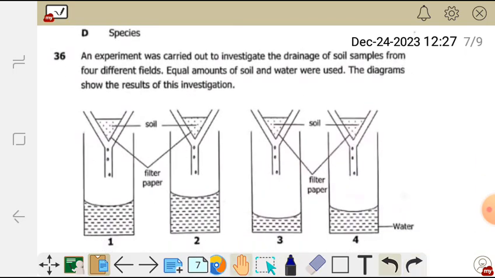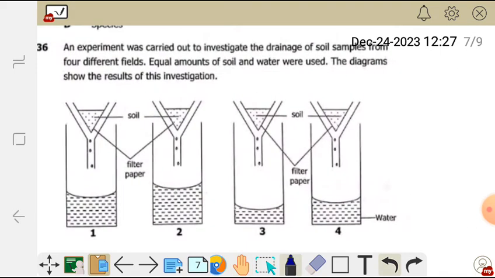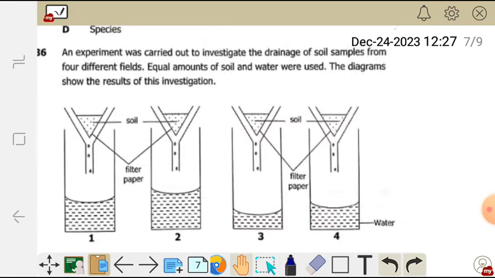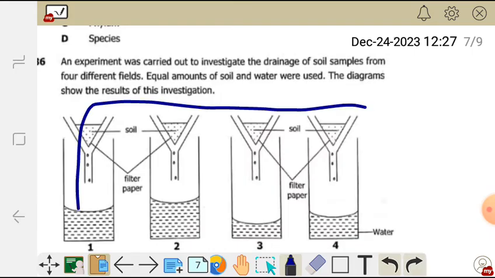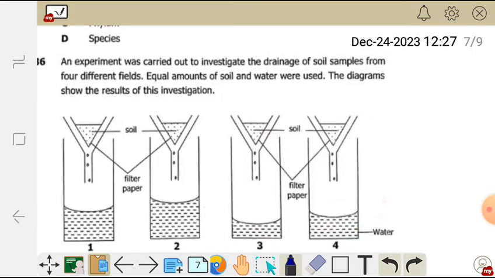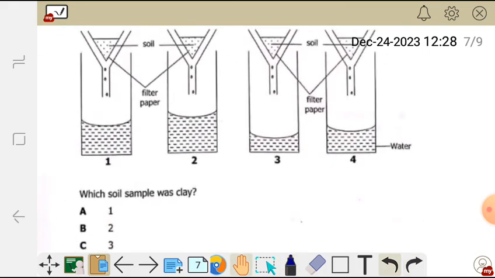Question 36. An experiment was carried out to investigate the drainage of soil samples from 4 different fields. Equal amounts of soil and water were used. The diagram shows the results of this investigation. So this diagram is showing the results of the investigation which was taken. So, which soil sample was clay?